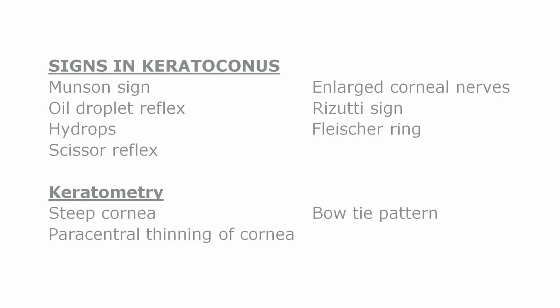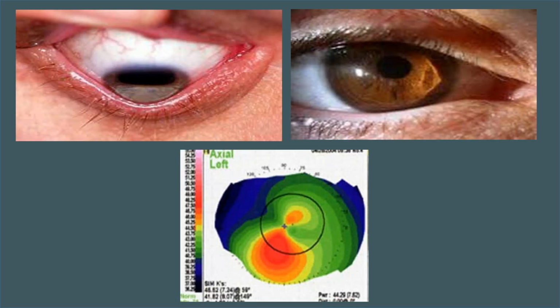First of all, Munson sign. Basically, when the patient looks downwards. Can you see in the picture? When the patient looks downwards, there is a bulging of the eyelid. This is called Munson sign.